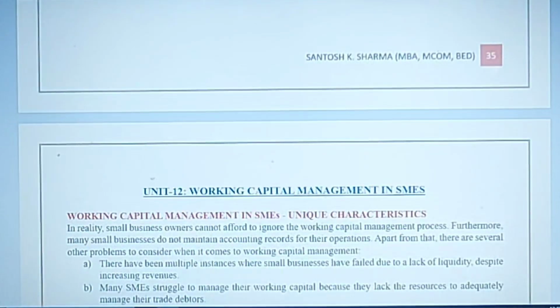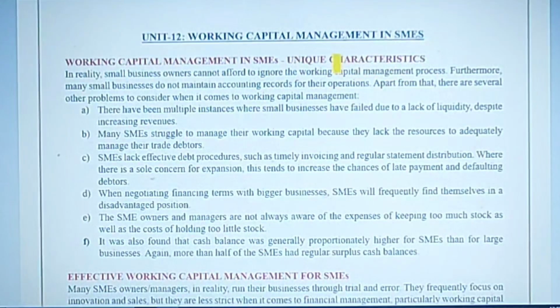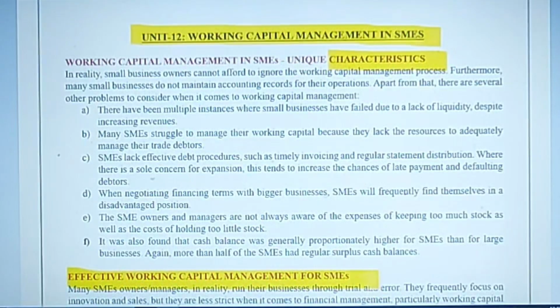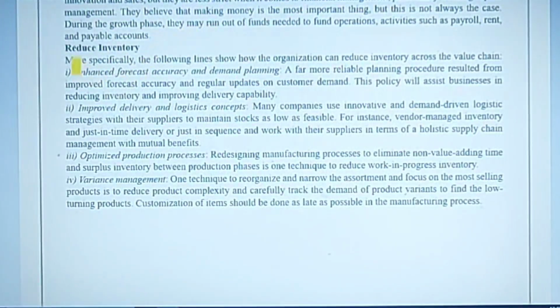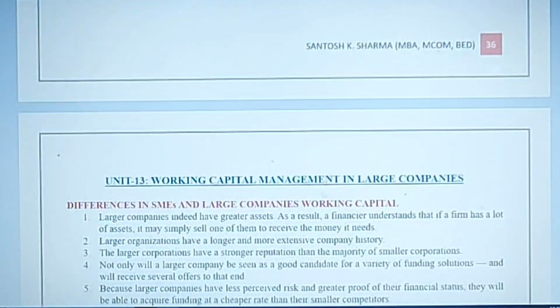The next unit is Unit 12, Working Capital Management in SMEs, small and medium scale enterprises. These are very popular in India, in fact, small scale industries. The first question you can revise is the different characteristics of SMEs, and effective working capital management, how they can manage their capital. This is the first step: reduce the inventory so that they will not block their funds. Again, they are subdivided into different processes, so this must be revised.